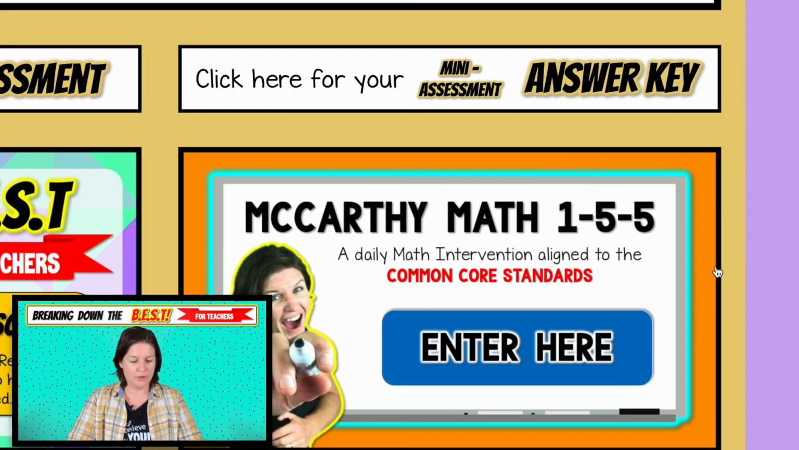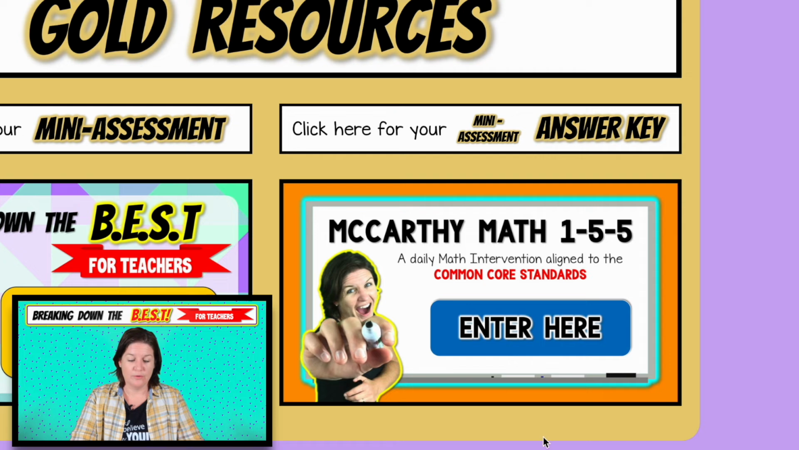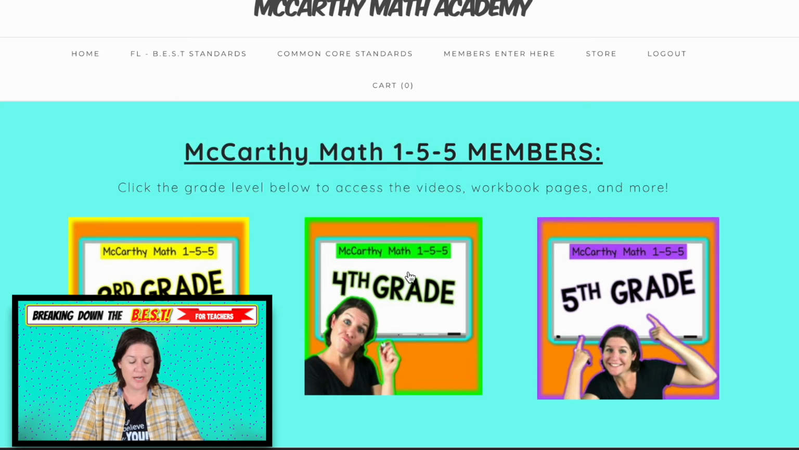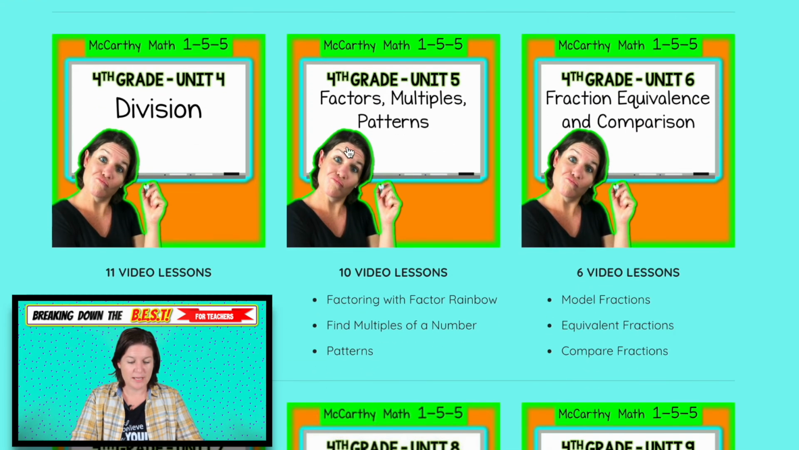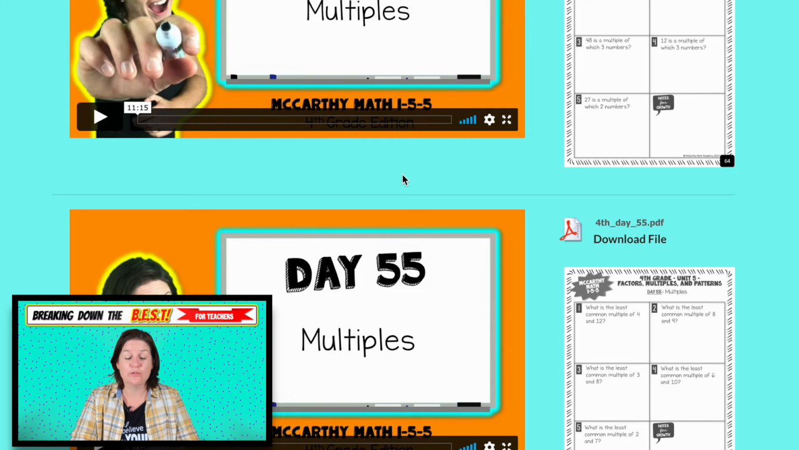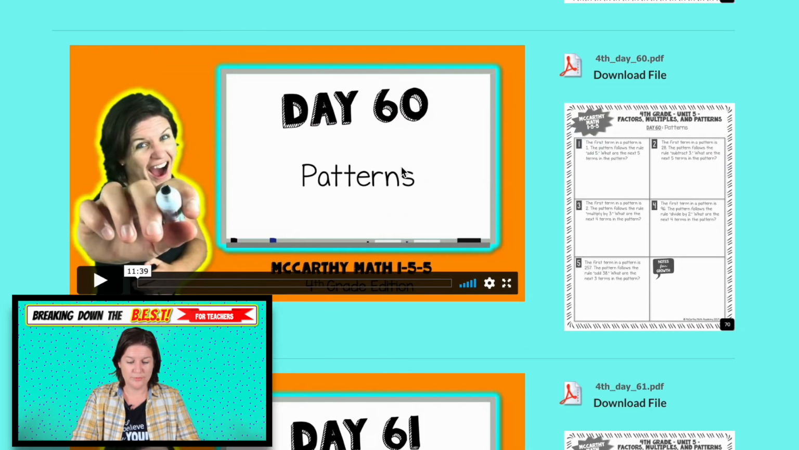But most people have the gold membership because of McCarthy Math 155, which is a daily math intervention aligned to the Common Core standards. And obviously we are not using the Common Core standards anymore, but there are a lot of similarities, a lot of skill practices that you can use in here. So let me just look. There are patterns right there. So if you click on 4th grade, let's see what we've got. By the way, the 155 stands for 155 grade level video lessons. Scroll, scroll, scroll. Ooh, here's some patterns.